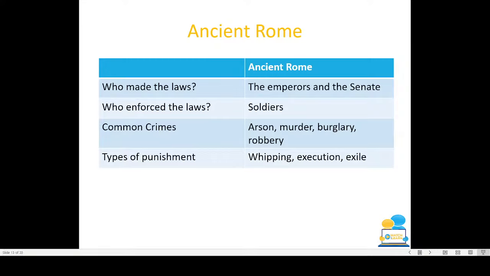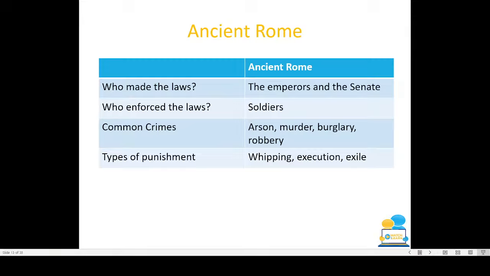Secondly, who enforced the laws? So we have soldiers here, and this isn't a guide for all you should write. This is just a guide to help us as we're going through these. So we have the soldiers enforce the laws, and then we can look back over each of the slides to help us when we're actually answering our questions.